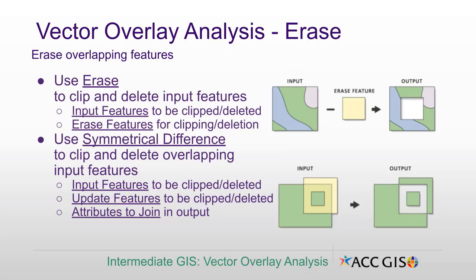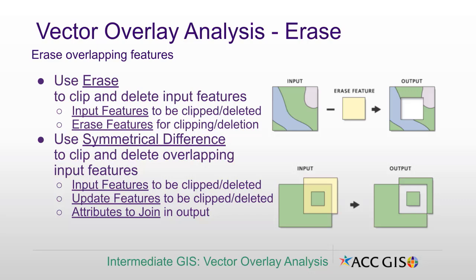Another type of overlay relationship that we utilize for vector overlay analysis includes erase, where we erase overlapping features. And again, there's a tool called erase that we can use to clip and delete the input features. And so the input features are those to be clipped or deleted, and the erase features are the features that will be used to clip and delete. It's the cookie cutter again. But in this case, the output is not the inside of the cookie cutter, it's the outside.